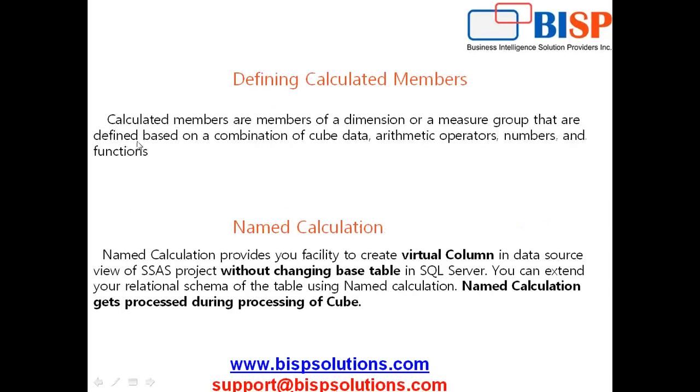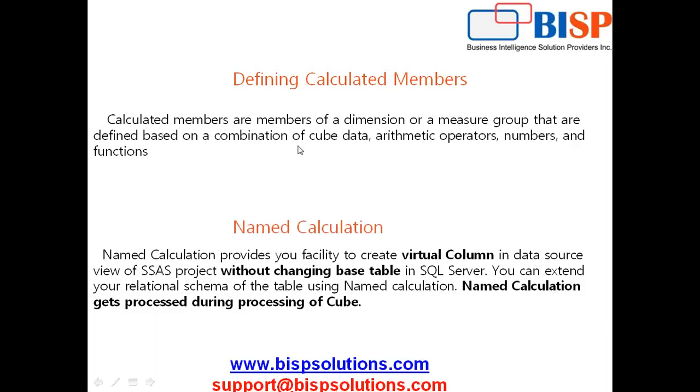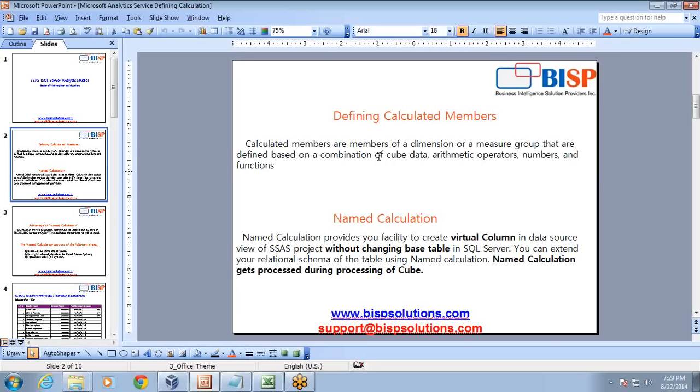So why do we need it? Calculated members are members of a dimension or a measure group that are defined based on a combination of cube data. In this example, let's imagine your sales, your arithmetic operator multiply, and your number 0.05, and this is an expression. The whole is called an expression and this is called a label. So your calculated member consists of these three elements: a combination of cube data, arithmetic operator, and numbers.